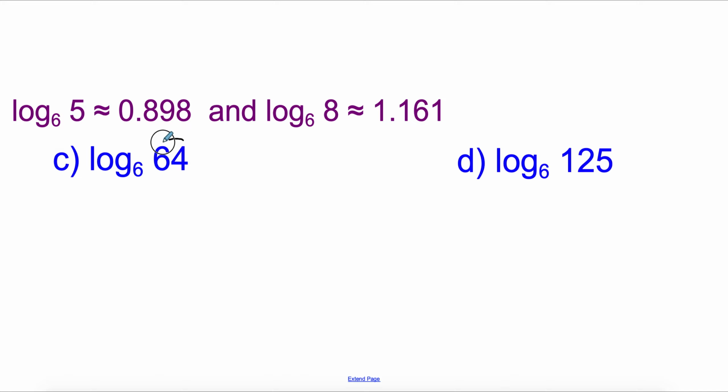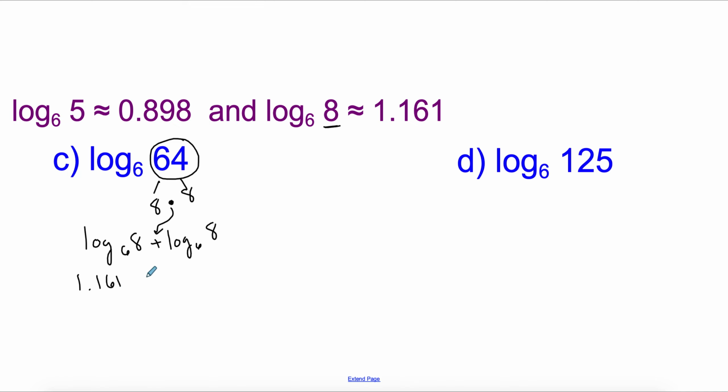All right, so this one right here, 64. Hopefully you saw that I can use that 8 a couple times to get 64, because 64 is 8 times 8. So we're going to use our multiplication properties. So log base 6 of 8 plus log base 6 of 8, right? Because that multiplication needs to turn into addition when we split it. And then we're just using the 1.161 twice. So 1.161 plus 1.161 gets us to 2.322. This is one of two ways to do this.